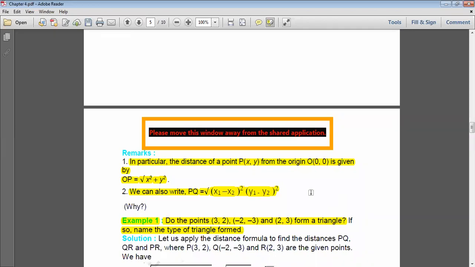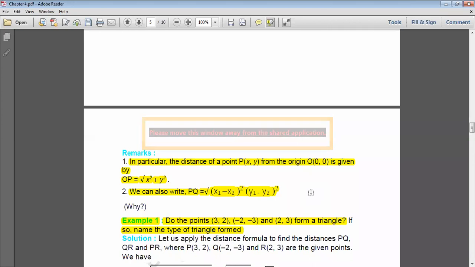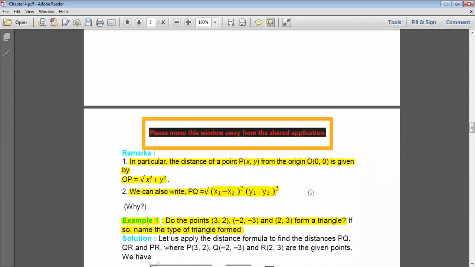And the concept for a triangle to form: if three distances are given, what is the minimum condition for a triangle to be formed? The sum of any two distances is greater than the third one.